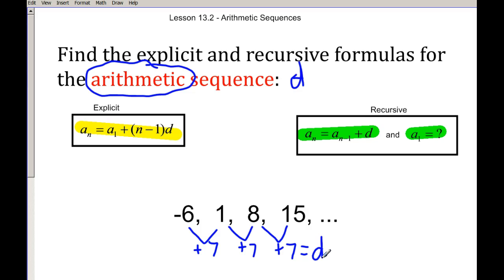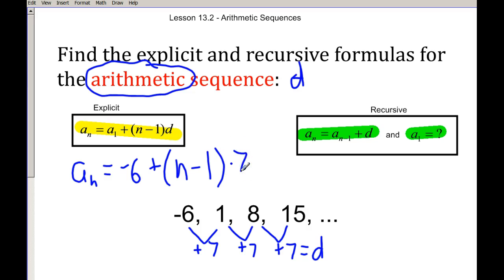So I'm just going to plug into my formula to get the explicit formula. a sub n is the name of my explicit formula, equals a sub 1, which is the first term, negative 6, plus n minus 1. Now I want n in the formula, because I'm not trying to find a specific term, I'm trying to write the formula for the nth term. So I'll have an n in there, times d, the common difference, which is 7 here, so times 7.